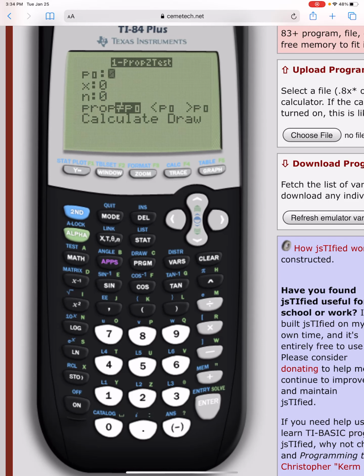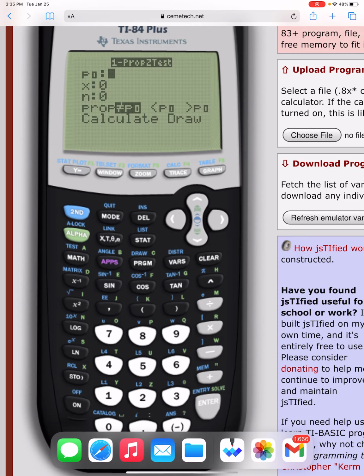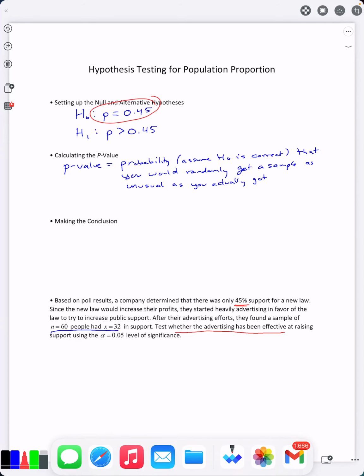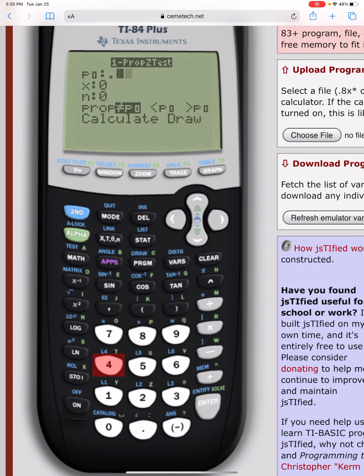And it asks for p0. p0 is the proportion from the null hypothesis. If I go back really quickly, the null hypothesis proportion, that's the 0.45. So I go ahead and put 0.45 right there. Then I need to know what my x and n are. If you read the question, x was 32, n was 60. And then what am I trying to see? I'm trying to see whether it's bigger than the 45%. So I go over and select that one, the right tail test. And then you go down, select calculate, and it's going to spit out the p-value.